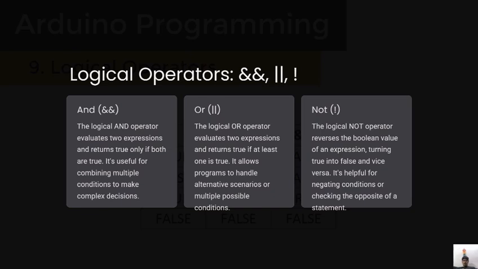The last is the not operator. The logical not operator reverses the Boolean value of an expression, turning true into false and vice versa. It's helpful for negating conditions or checking the opposite of a statement.